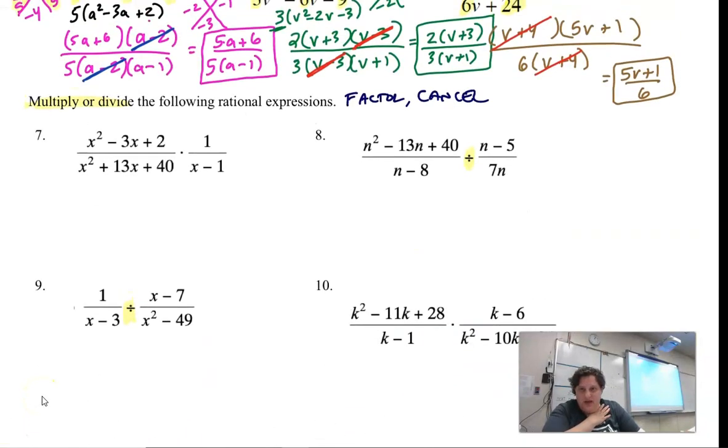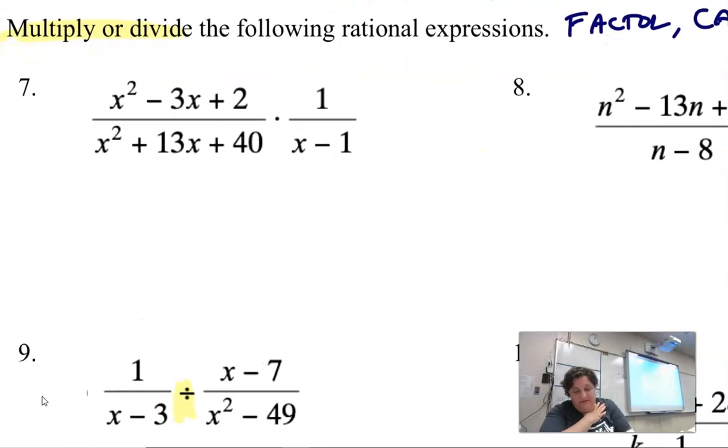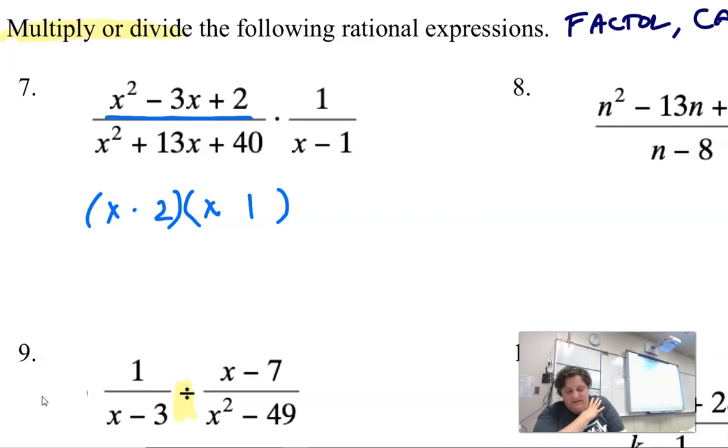Okay. So if I'm doing regular multiply, I'm going to go ahead and do the same thing I've been doing. I'm going to factor out that. What multiplies to make 2 and adds to make 3 is 2 and 1. To get -3, they're both negative. Okay, I'm going to factor out this one on the bottom.